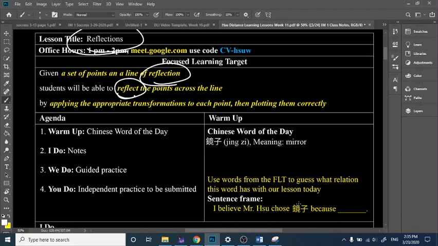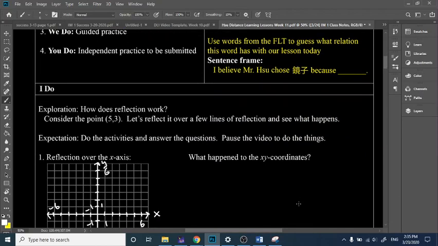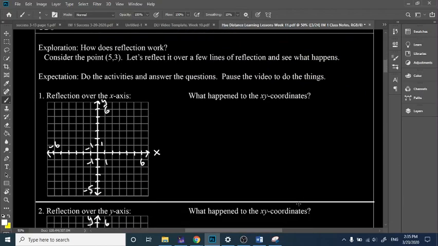So let's look at how this works in mathematics. Let's consider this point, 5, 3. So let's find where that is. 1, 2, 3, 4, 5, and then 1, 2, 3.